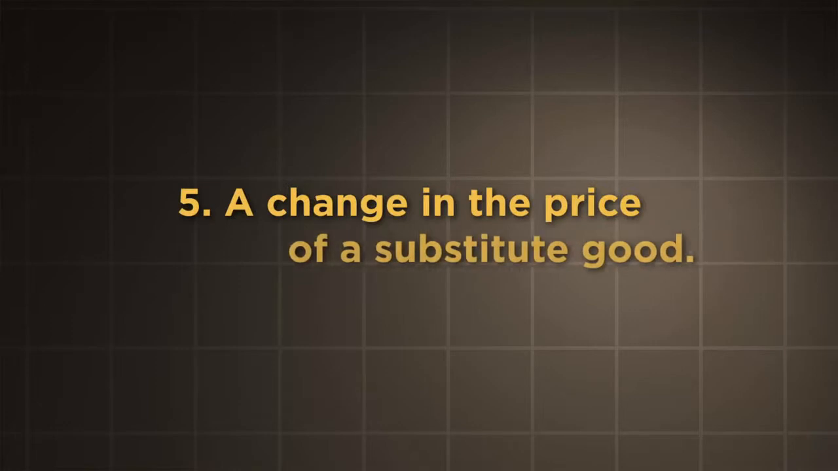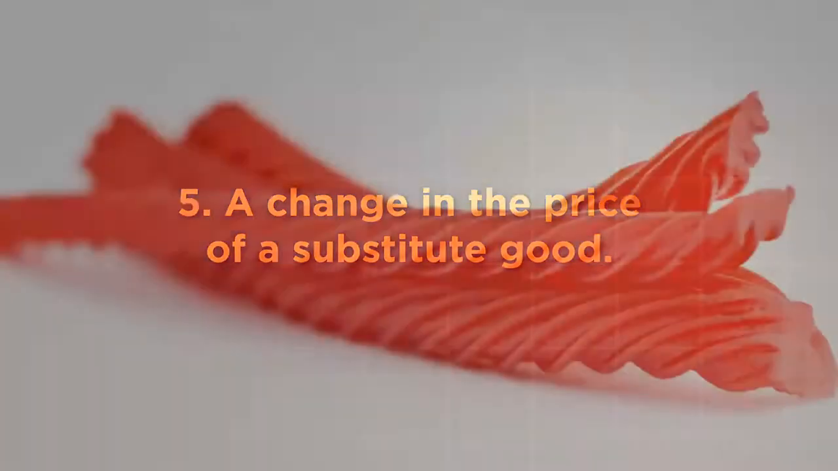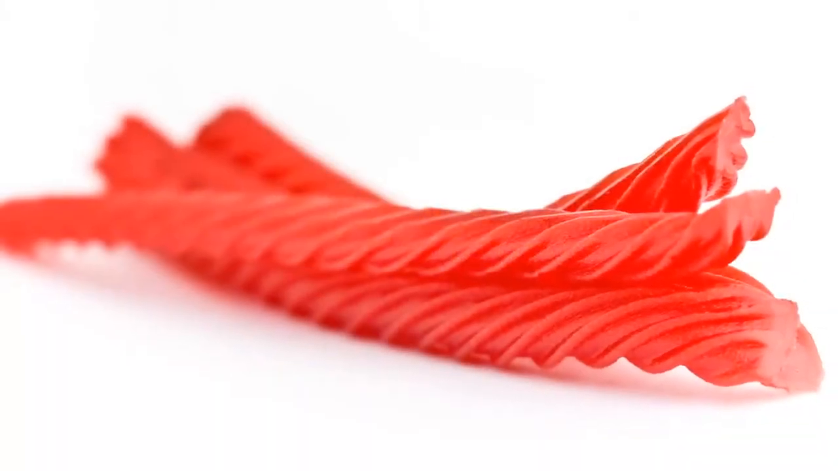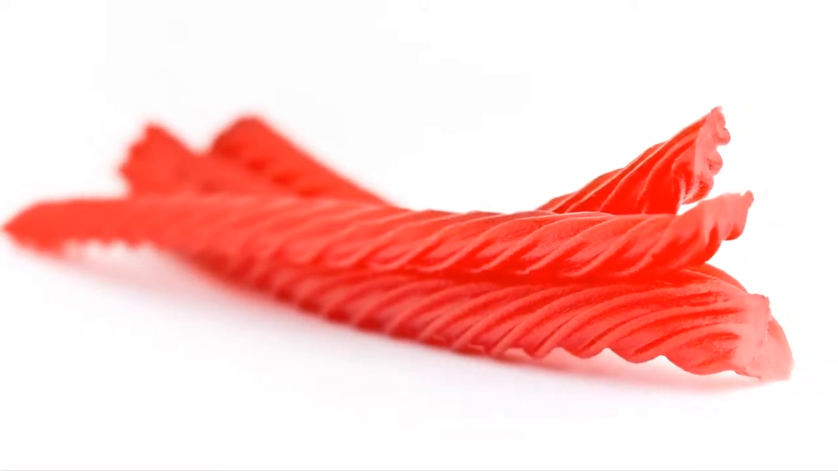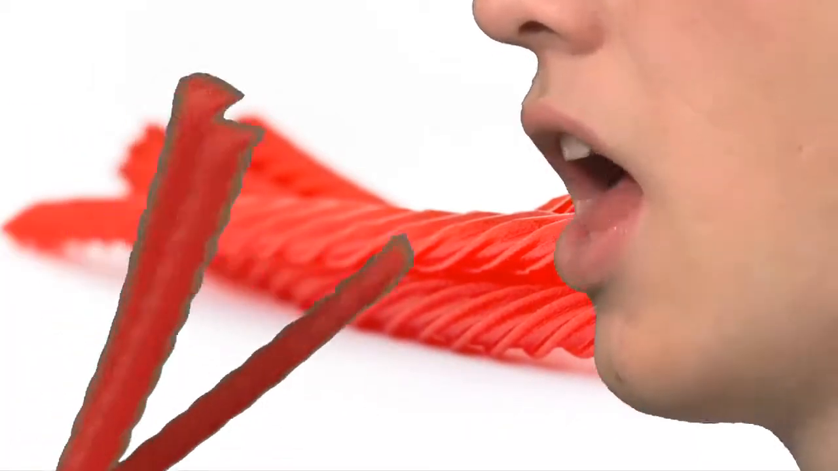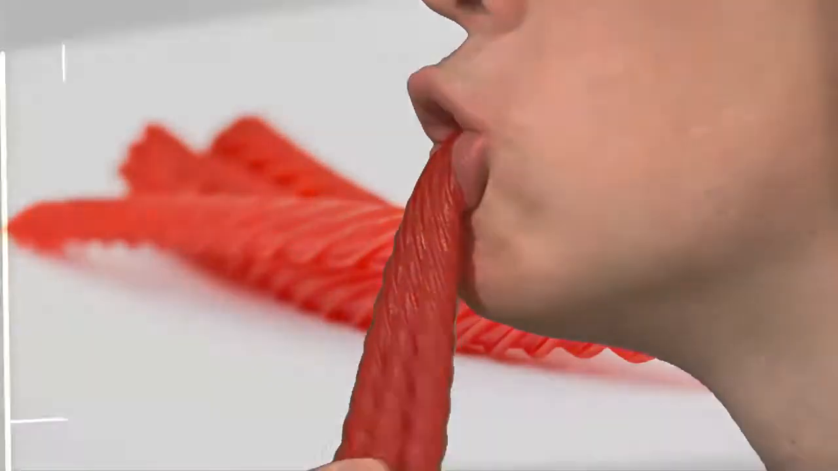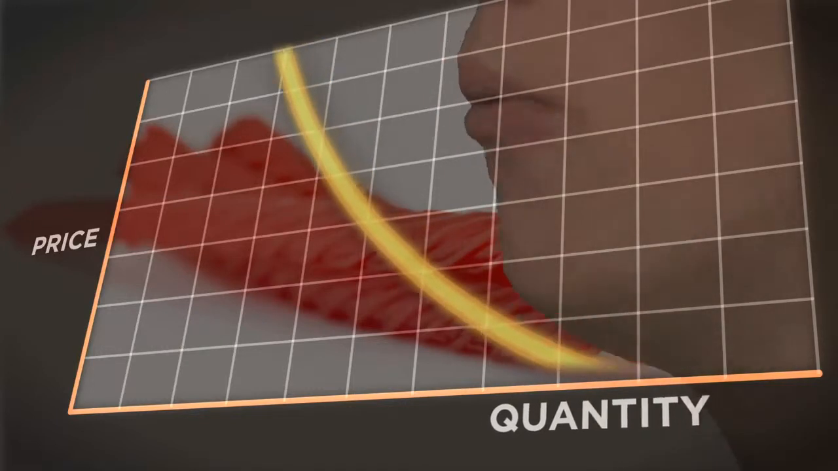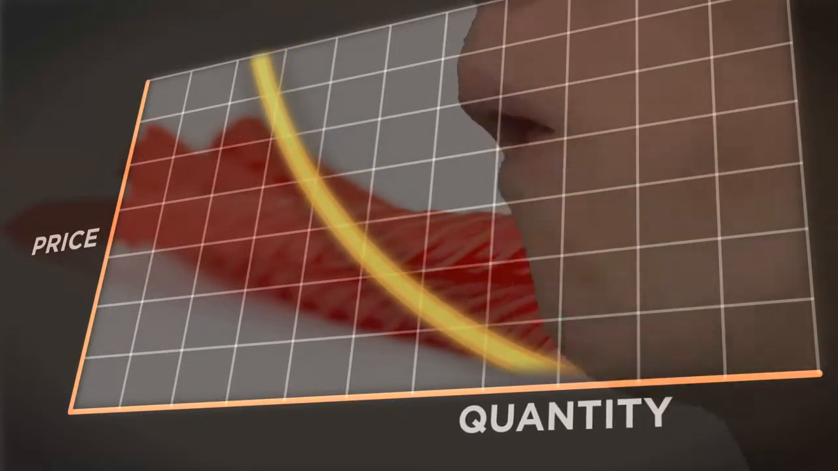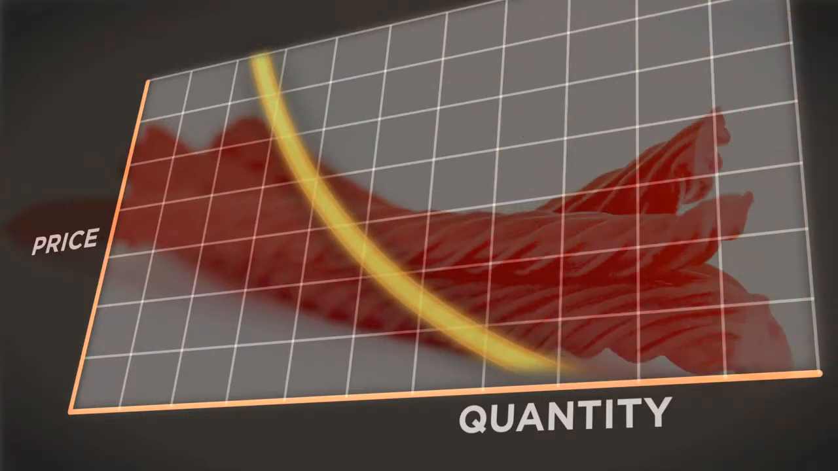5. A change in the price of a substitute good. Imagine that the price of licorice has fallen by half while chocolate bar prices have remained the same. You can bet that more than a few chocolate lovers would start eating licorice. As a result, the chocolate bar demand curve would shift to the left as people substitute licorice for chocolate because licorice is cheaper. So a change in the price of a substitute, licorice, changes the demand for chocolate bars.